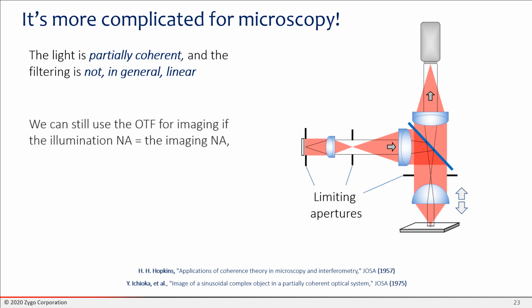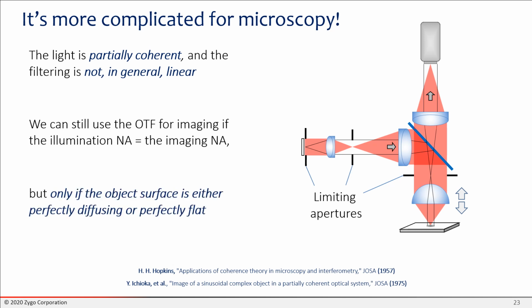Now, often you can still use the optical transfer function under the special condition that the illumination numerical aperture, or the condenser numerical aperture, is equal or greater than the imaging numerical aperture. But that has a lot of limitations. That's only true if the object is perfectly diffusing or perfectly flat. In other words, you can't have any surface topography, or the part can't be polished. So that's not so interesting for us.